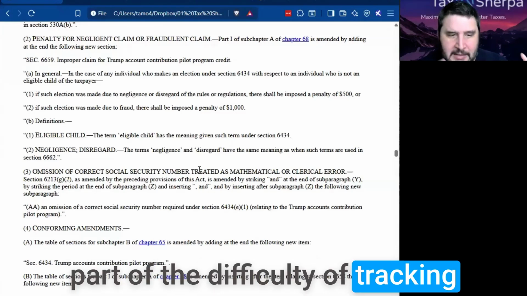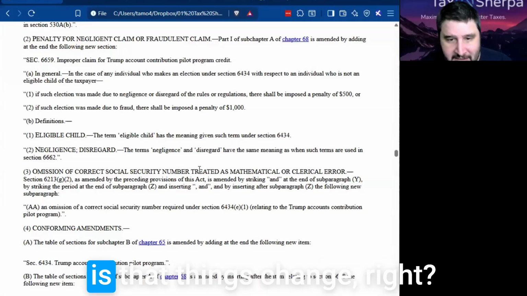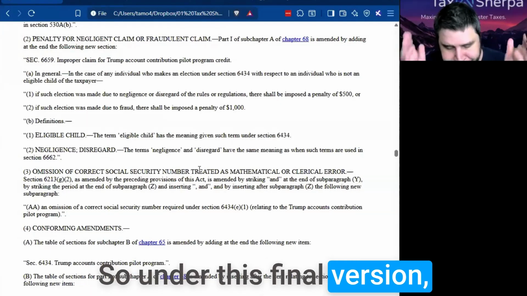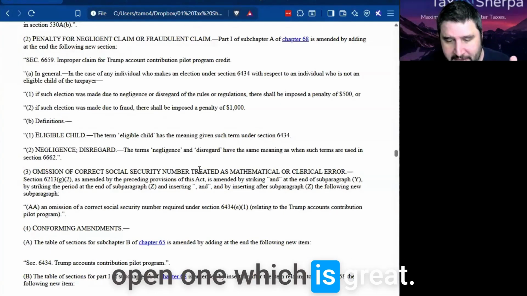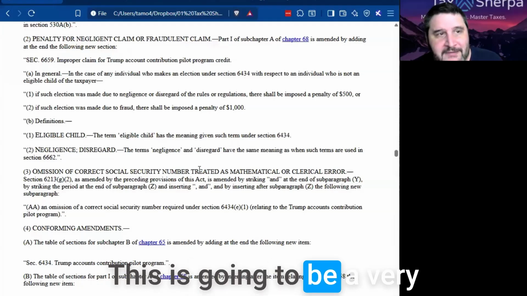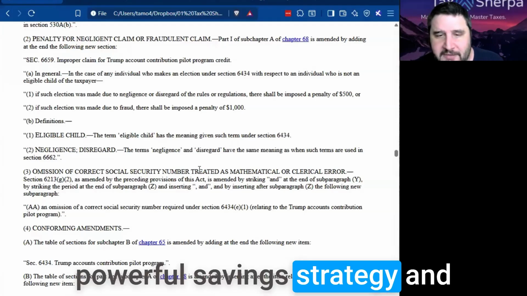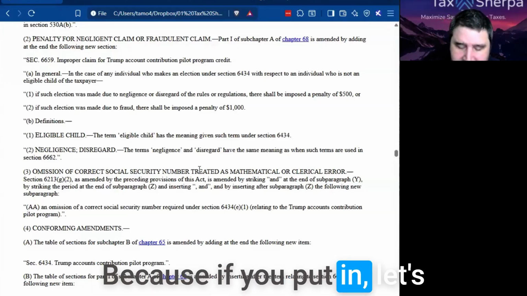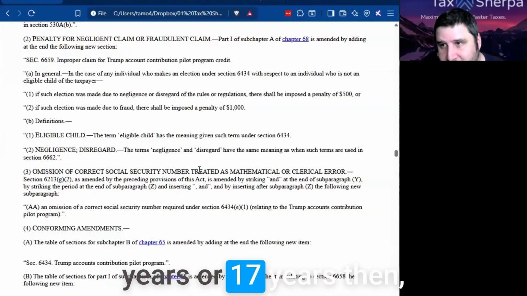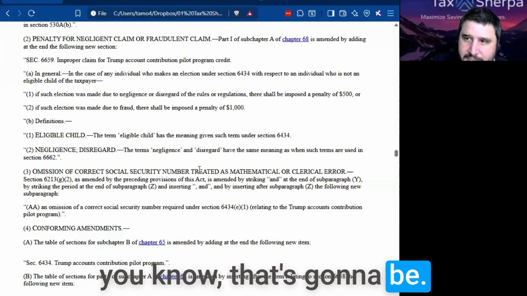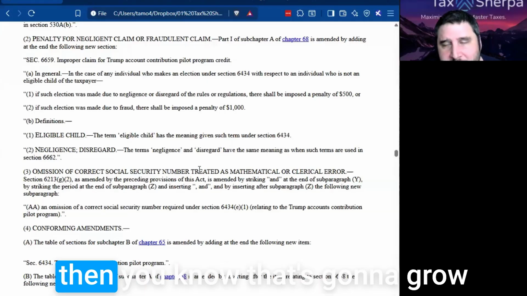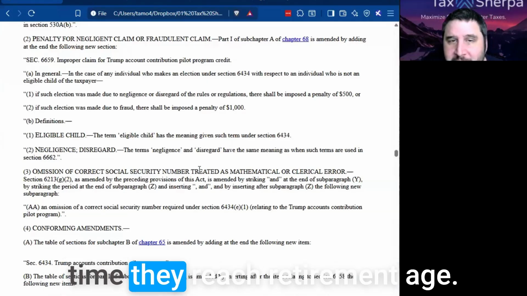Part of the difficulty of tracking legislation impacts over time is that things change, right? Congress changes their mind about what is going to be in and what is going to be out. So under this final version, anybody under 18 can open, which is great. And for the people who elect into it, this is going to be a very powerful savings strategy and investment strategy for those kids. Because if you put in, let's just say a newborn, right? So $5,000 a year for 18 years, that's going to be $85,000 worth of contributions. And if you're able to leave it alone, that's going to grow up to be millions of dollars by the time they reach retirement age.